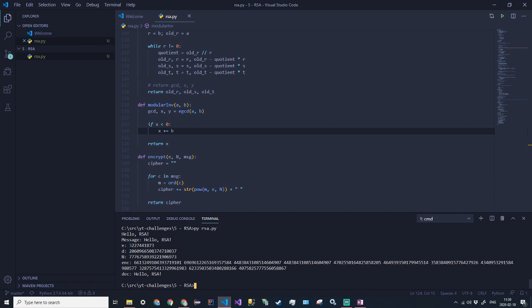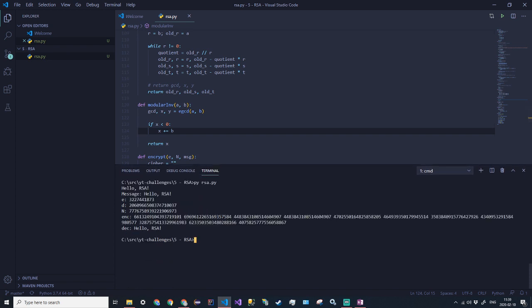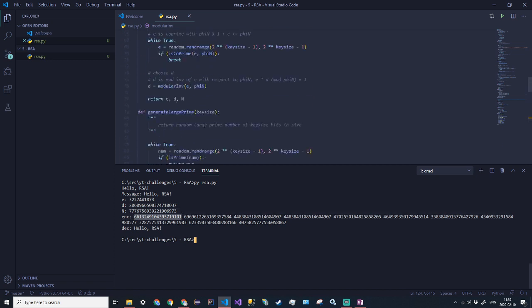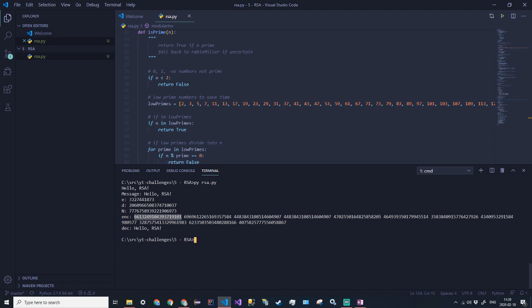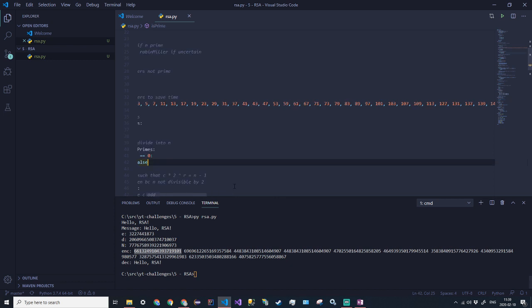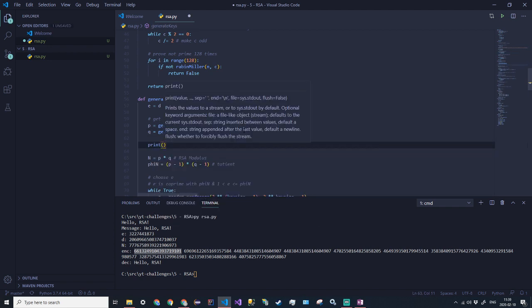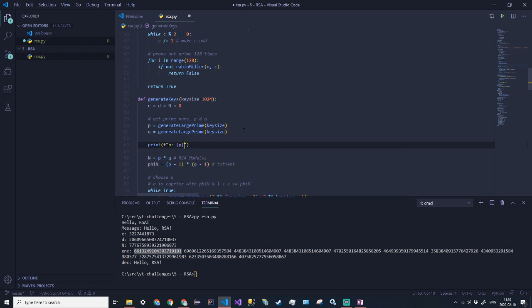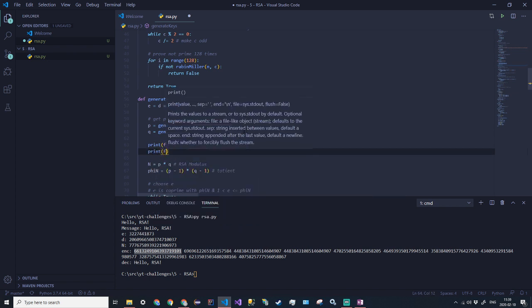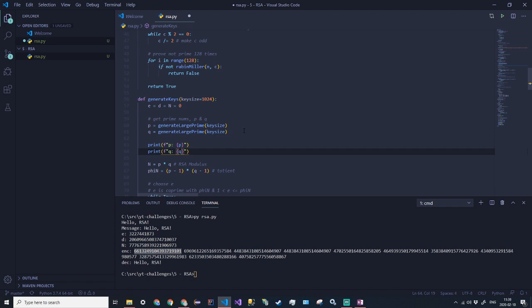So you can see that now that we have longer keys, this would be really difficult to do by hand. That's why the computer is super good at it. And this is essentially it. Unless, well, let's print out p and q just to make sure that they are prime.